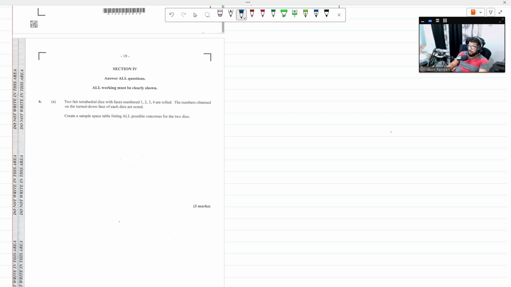So the sample space is going to have 1, 2, 3, and 4. This is for dice 1. And 1, 2, 3, and 4. These are my outcomes for dice 2. So creating my sample space diagram, I could have a 1 and a 1, a 1 and a 2, a 1 and a 3, a 1 and a 4. This is going to be very self-explanatory now. 2 and 3, 2 and 4. These are all the outcomes, right?